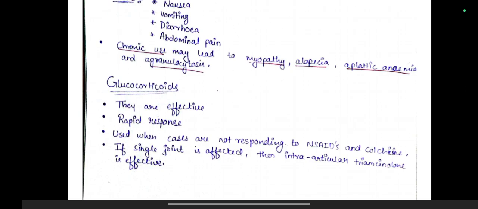Now let's talk about glucocorticoids. They are effective, with rapid response, and used when cases are not responding to non-steroidal anti-inflammatory drugs and colchicine. If a single joint is affected, then intra-articular triamcinolone is effective.